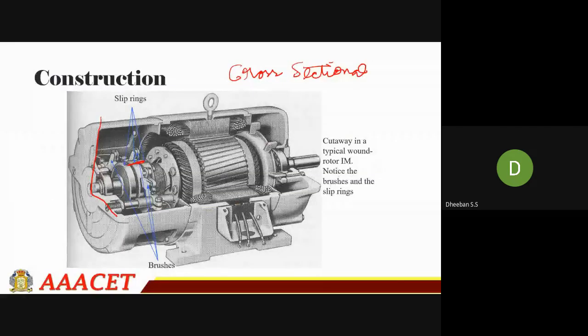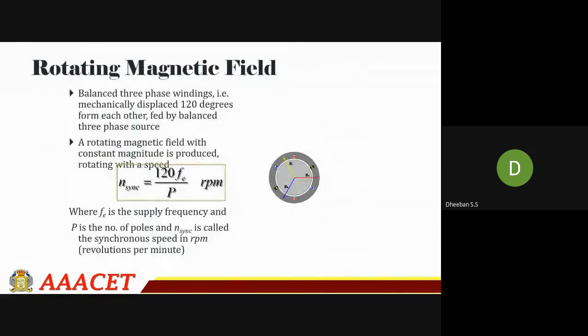So, greetings, students. In this lecture, we'll be dealing with the main principle involving your induction motor. At what principle your induction motor is operating, we'll be seeing in this lecture. The main principle involved in your induction motor is nothing but the rotating magnetic field.